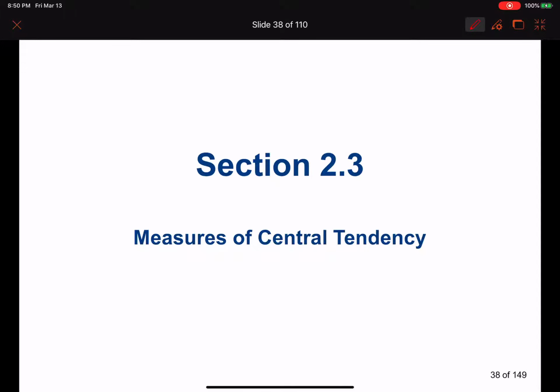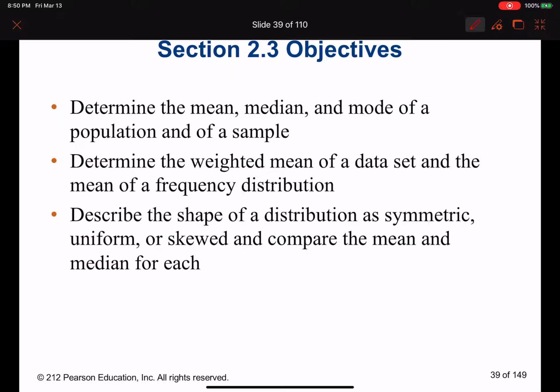Okay, in this video I'm going to cover measures of central tendency. What I'm going to cover here: mean, median, and mode of population and of the sample. Then determine the weighted mean of data set and the mean of the frequency distribution. Describe the shape of the distribution as symmetric, uniform, or skewed, and compare the mean and median for each. All right.